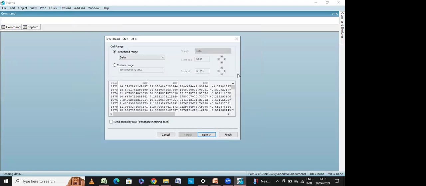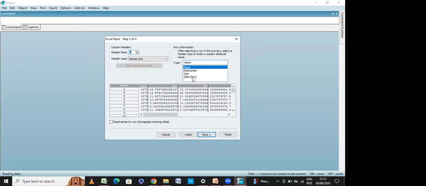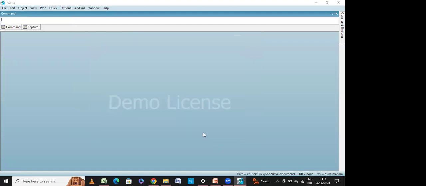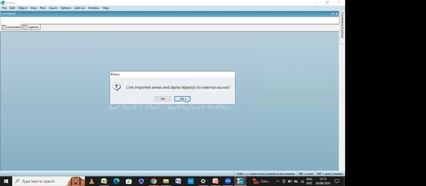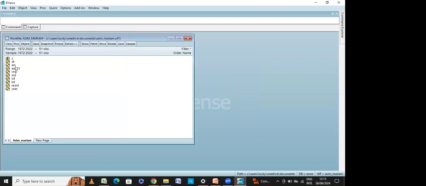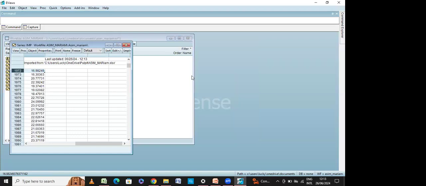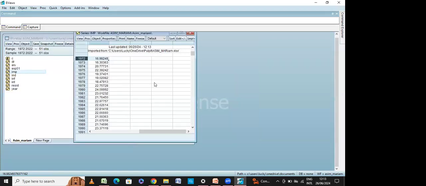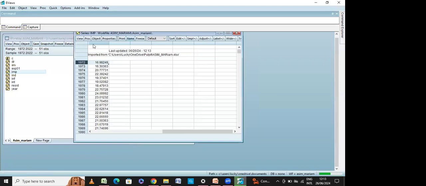Now this kind of screen will be available. You just need to press next. We are going to skip the first row. The first row is skipped. Then we press next, again next, and all the variables will appear now. Here all my variables appear. Simple. My variables are over here, and it will show you the interface like the Excel files. You can see here the cells, and all my variables are here.